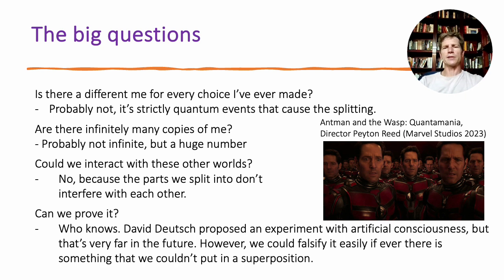David Deutsch proposed an experiment with artificial consciousness, where you would put it into a superposition and you would undo its memories, but you would do things while it was in the superposition that could only be done when it was in the superposition. So the artificial consciousness wouldn't remember, but we would know whether or not it had been separated. But that's in the very far future, of course, because artificial consciousness is not something that we can make yet.